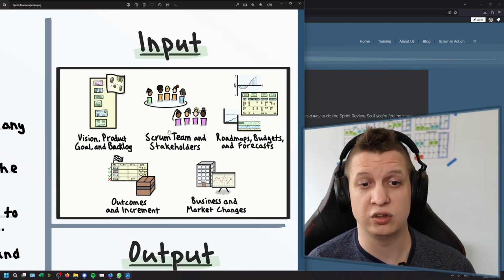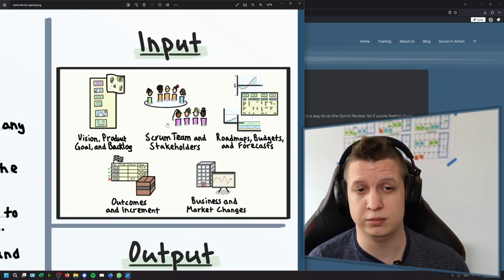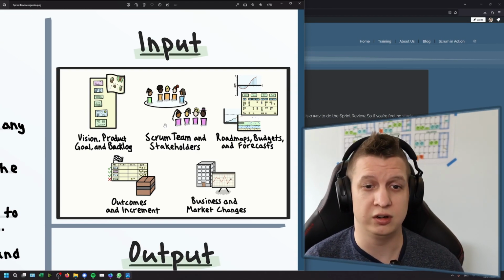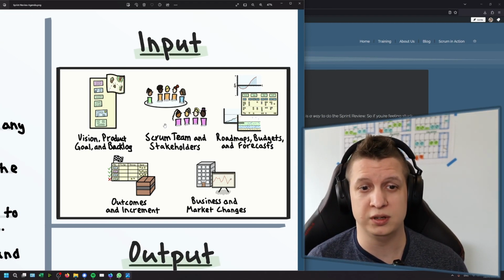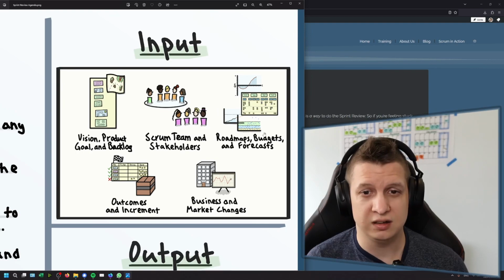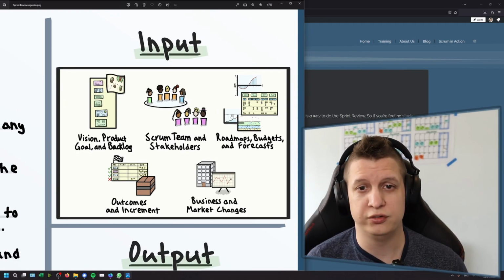There should be no surprises for the Scrum team from the Scrum team during the sprint review. We are there to learn from our stakeholders, and they are there to learn about what has happened and provide some input as well. It's a collaborative event between the two, the Scrum team and the stakeholders. Stakeholder status, any roadmaps you have, budgets, forecasts, anything as such that might be useful or beneficial to get some input on.